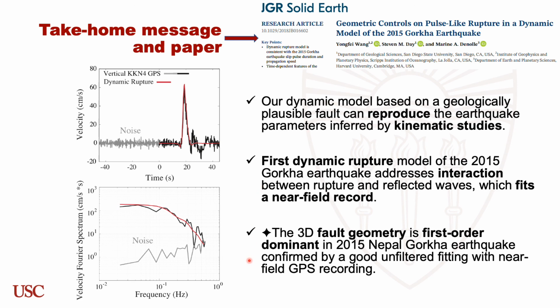And the 3D fault geometry inferred from the geological study is the first-order dominant factor in the 2015 Gorkha earthquake. That is also confirmed by a good unfiltered fit with near-field GPS recordings.